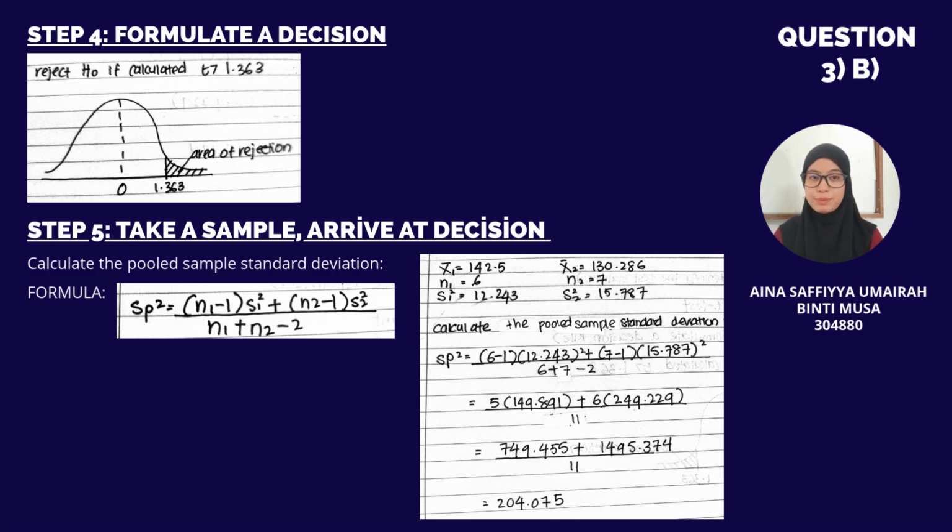We need to calculate the pooled sample standard deviation using this formula. X bar for fast food is 142.5, sample size of fast food is 6, standard deviation for fast food is 12.243. And then X bar for restaurant is 130.286, sample size for restaurant is 7. Meanwhile, the standard deviation for restaurant is 15.787.